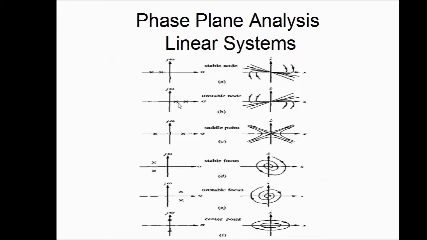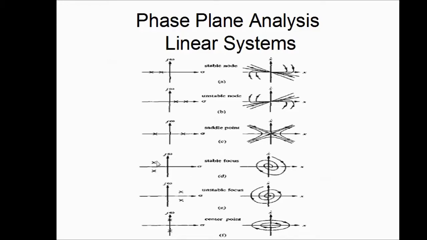When lambda 1 and lambda 2 are both real but both strictly positive, then it's an unstable node. The previous one is called a stable node. This is an unstable node. When both are real but of opposite sign, one strictly positive and the other strictly negative, then the solution is a saddle. This is the phase portrait of that system.